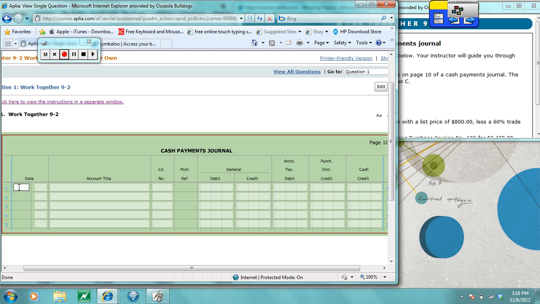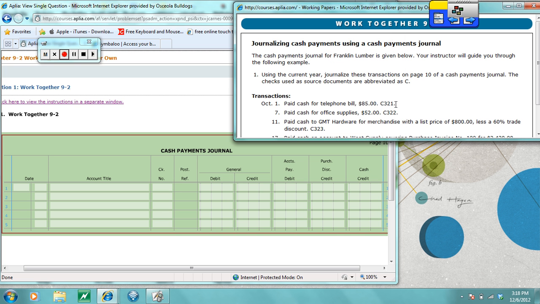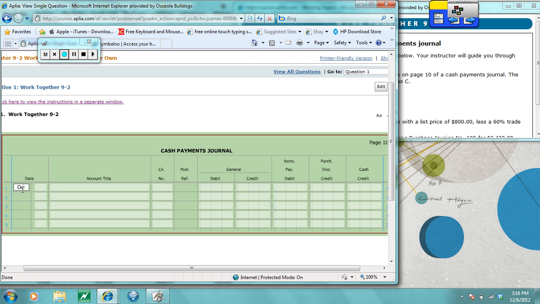On October 1st, paid cash for telephone bill. Okay? October. A telephone bill is considered a utility expense. Check number 321, and the amount was $85.